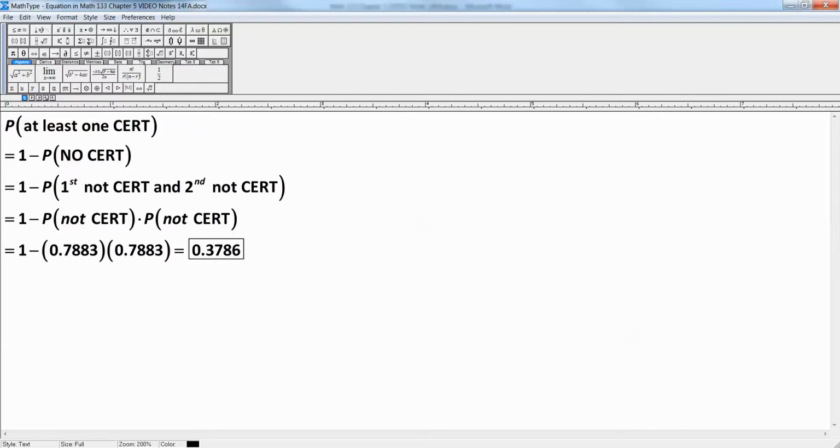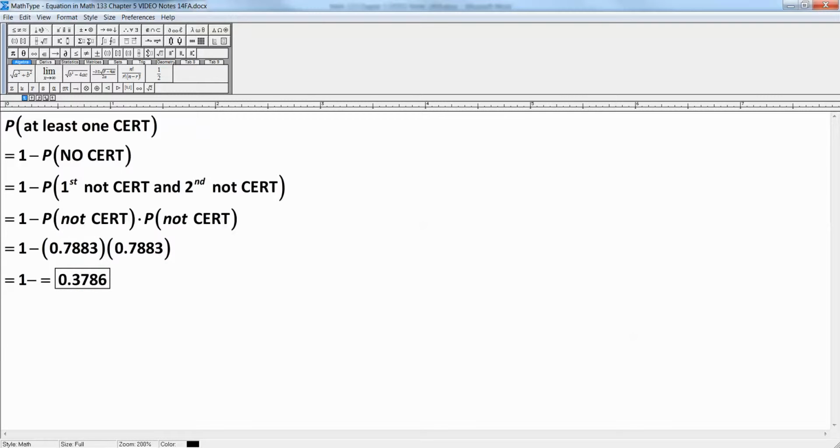So you take that 0.7883 we just found and you multiply it. 0.7883 times 0.7883. This will be the first student not getting a certificate. This will be the second student not getting a certificate. And you multiply the 2 of them. Once you have that, you'll have the probability that none of them have certificates. And then you take it away from 1.